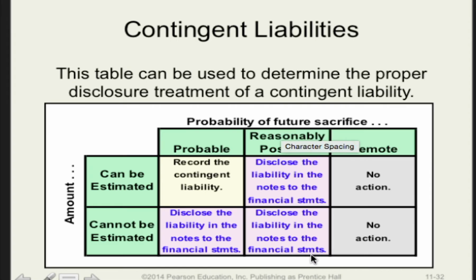For any contingent liability where the likelihood of a negative outcome is remote, there is no disclosure requirement under GAAP. If the likelihood of a negative outcome is probable and the amount of that contingent liability can be reasonably estimated, then the contingent liability must be recorded as an expense and a liability on the books of the company. All other situations require disclosure in the notes to the financial statements, but do not require the creation of an actual liability on the books.